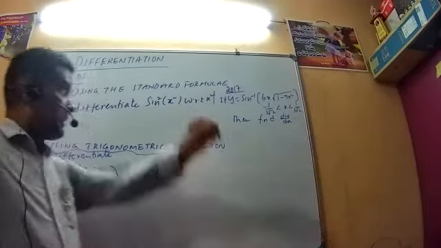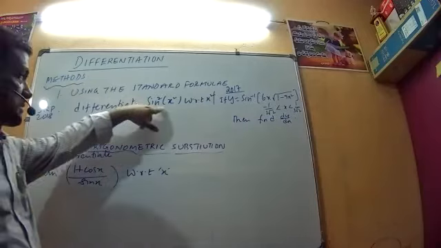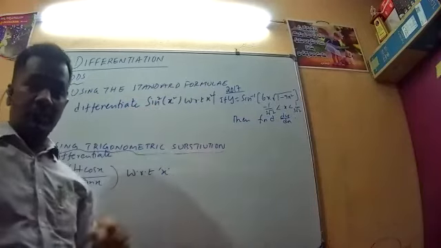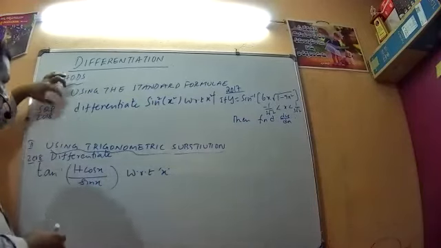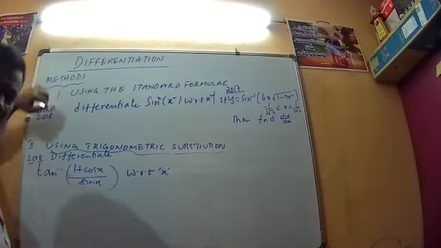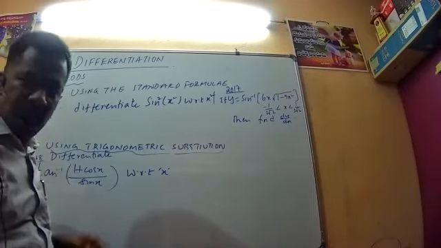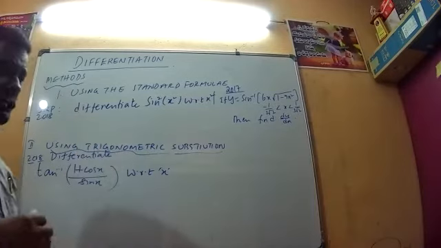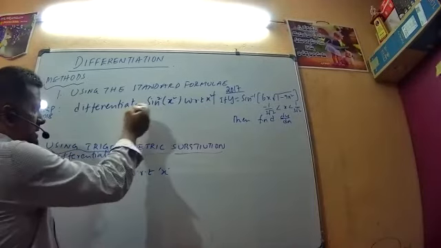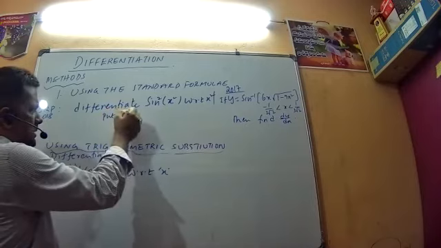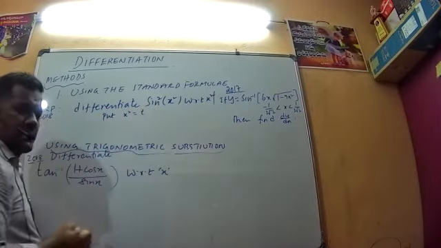Moving on to the next question. Differentiate sine square x square with respect to x square. This was given in the sample question paper 2018. To solve this particular question, put x square is equal to t.